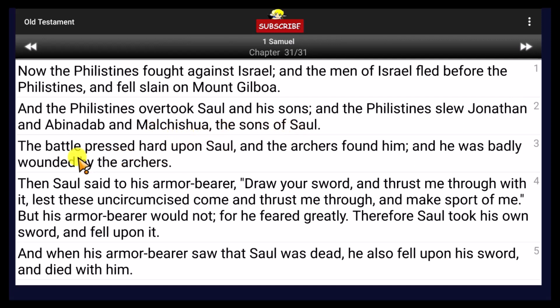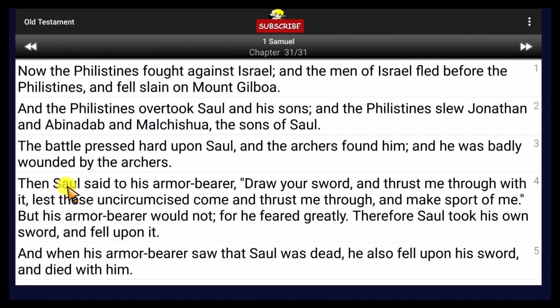Now the battle pressed hard upon Saul, and the archers found him, and he was badly wounded by the archers. So you know the archers, those who normally use bow and arrow to fight. So that's what we call the archers. And Saul was badly wounded in that battle with the Philistines.